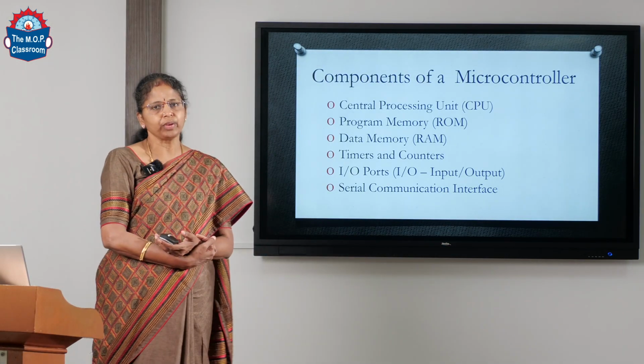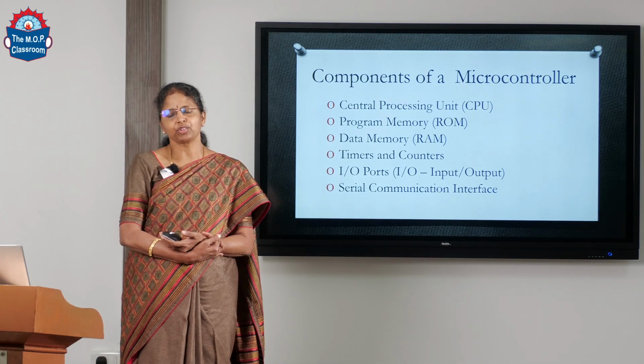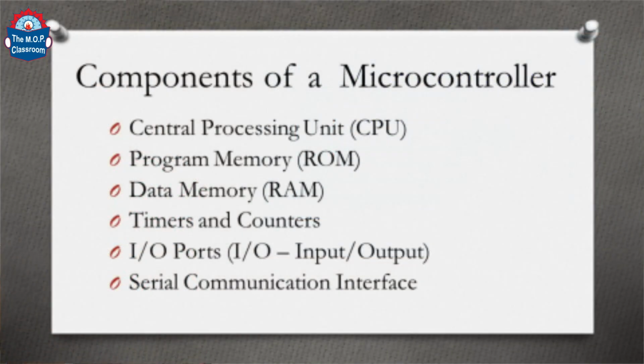So, now we have an idea about how important microcontrollers are. Now we look into the basic components of a general microcontroller. Every microcontroller has a CPU, which is the brain of the microcontroller, and it has two types of memory: program memory and data memory. Program memory is mainly ROM, read only memory. Since these microcontrollers are mainly used as embedded systems for specific applications, the program memory has instructions which are specific to that application.